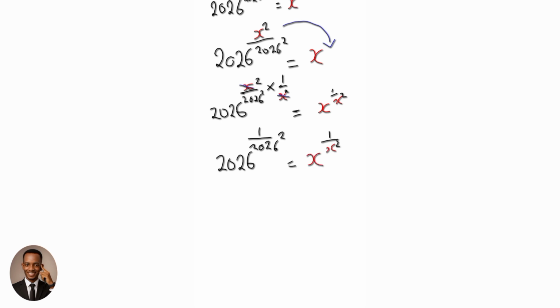Now finally we can see that the two sides of the equation look exactly the same. So by direct comparison, we're going to find out that 2026 must be equal to x. So therefore our final answer will be x equals 2026.